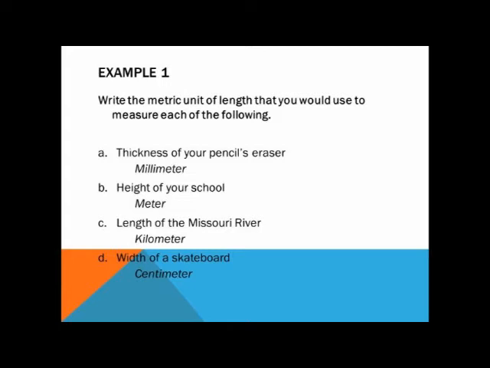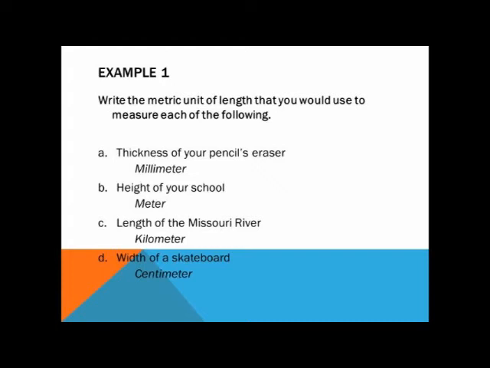The next one is the length of the Missouri River. Now, clearly, millimeter, centimeter, they're out. A meter, you're going to have a lot of meters if you look at that. So this one, we're going to look at the kilometer for doing the Missouri River because it's a long river. So you're going to want to look at having a lot of length in there.